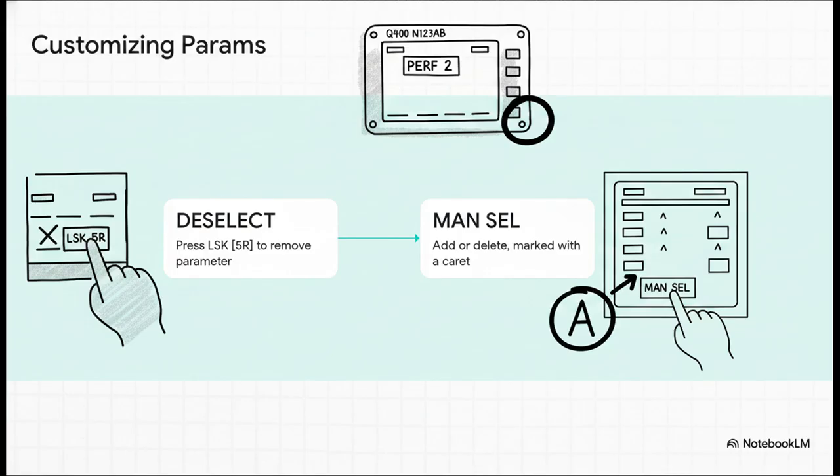On the flip side, Man Sel opens up the manual selection page so you can add or delete items. When you do choose a parameter, it marks it with a caret symbol. Remember this: caret means keep it. That little arrow points directly to exactly what is staying on your Q400 display.